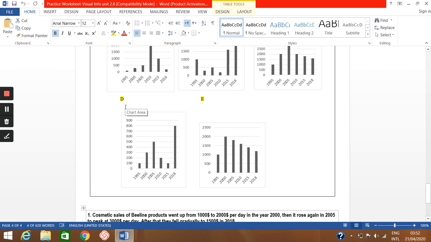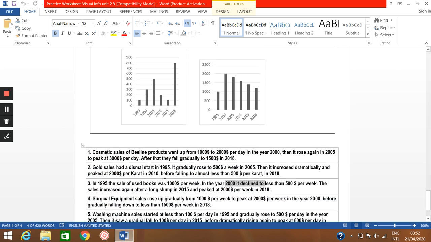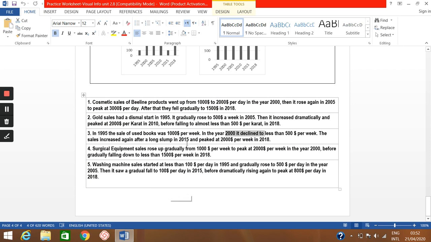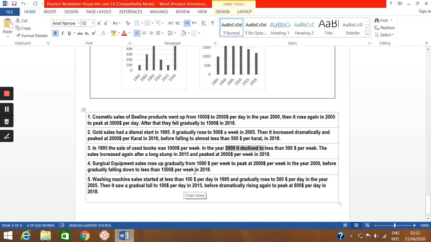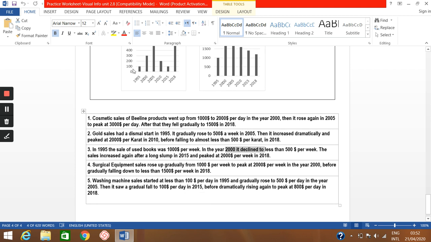But let's just try to find a justification. Why do we have to choose D in case you come across this report at the beginning? Let's read the report. Washing machine sales started at less than 100. This is 100 here, and it started at the beginning. Very good clue. Less than 100. So you can see it here, and this can be a very simple clue from the very beginning.